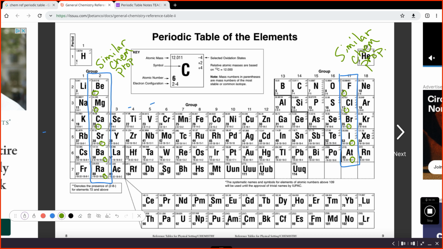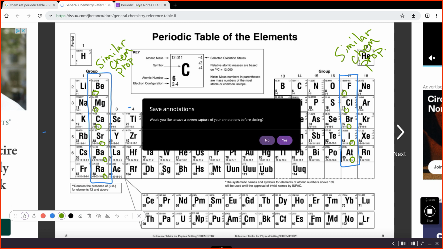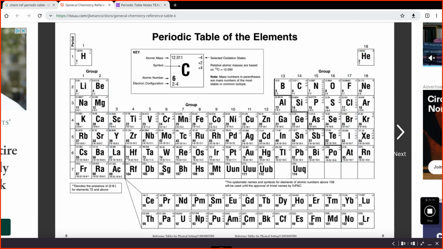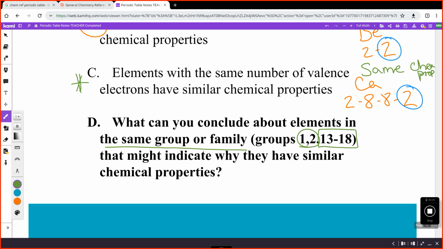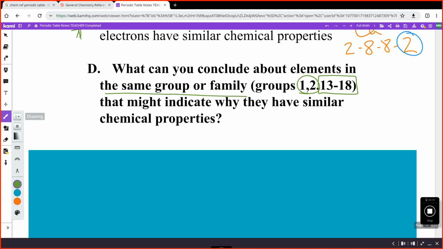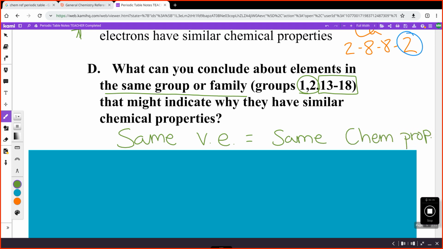So we'll go back for a second and take a look at the rest of our notes that we have waiting for us. All right, so what do we notice about things that are in the same group? We notice that they have the same valence electrons. And because they have the same valence electrons, they are going to have the same or similar chemical properties. All right?